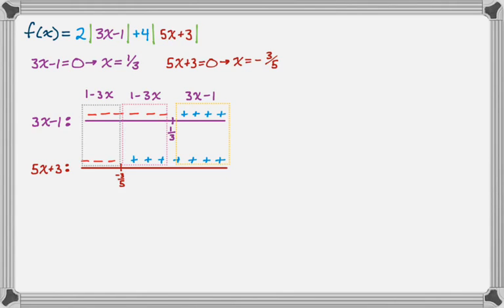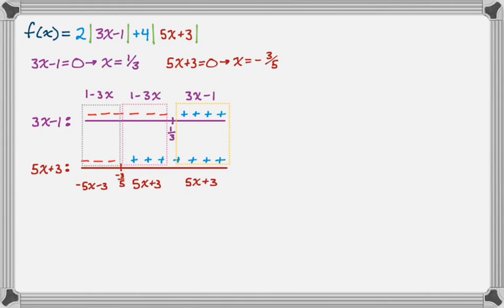I'm going to do the same thing for the 5x plus 3 sign chart. For the absolute value of 5x plus 3, if 5x plus 3 is negative, I take the opposite. So here it's going to be negative 5x minus 3. And then on the other two, it's just going to be 5x plus 3, and 5x plus 3.